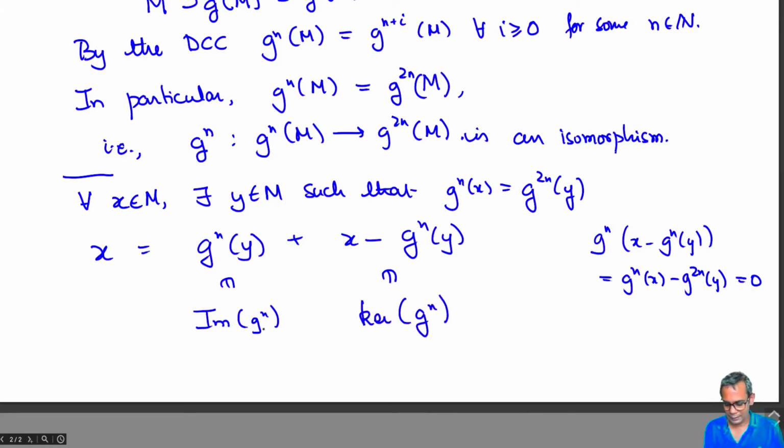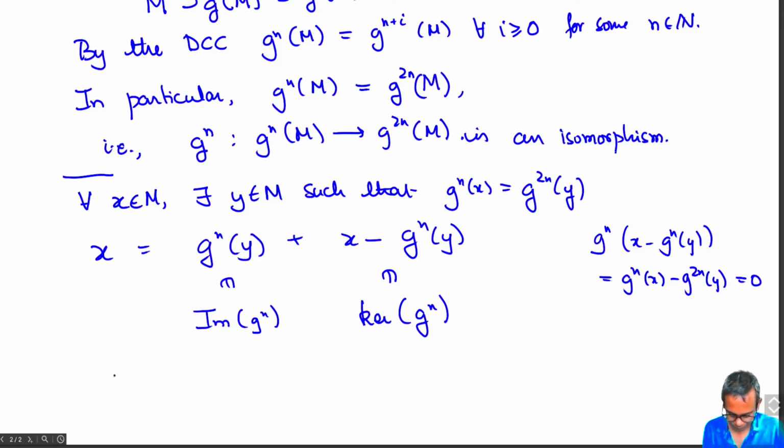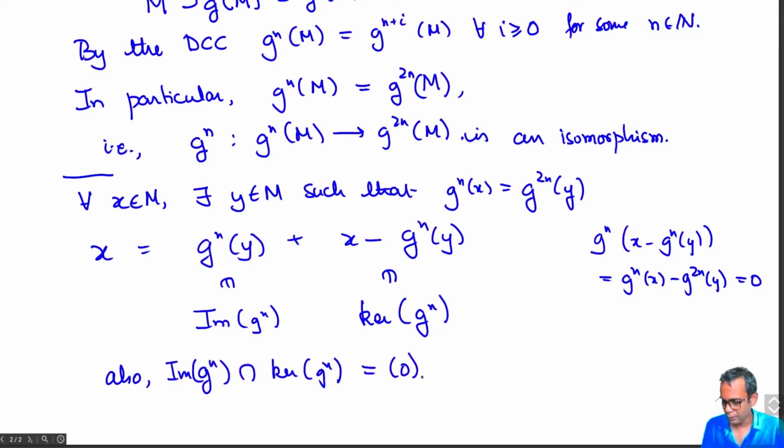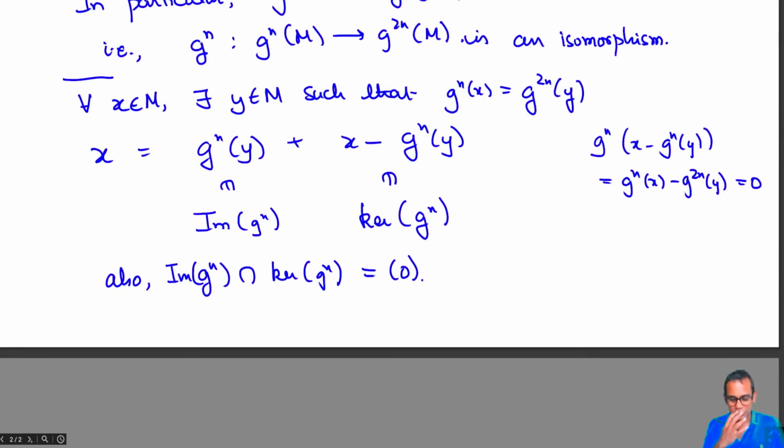So I've written x as a sum of two things, one in the image of g^n and the other in the kernel of g^n. Moreover, g^n, when restricted to g^n M, is an isomorphism, and therefore it has no kernel in g^n M. So also we have that the image of g^n intersection with the kernel of g^n is 0. So what we get is a direct sum decomposition of M.